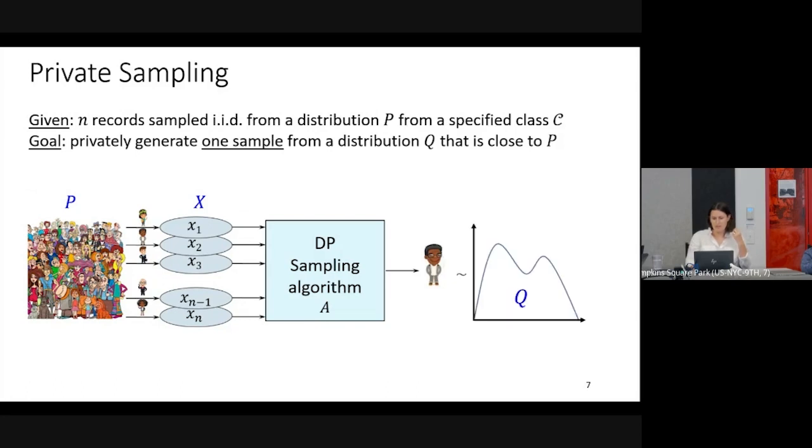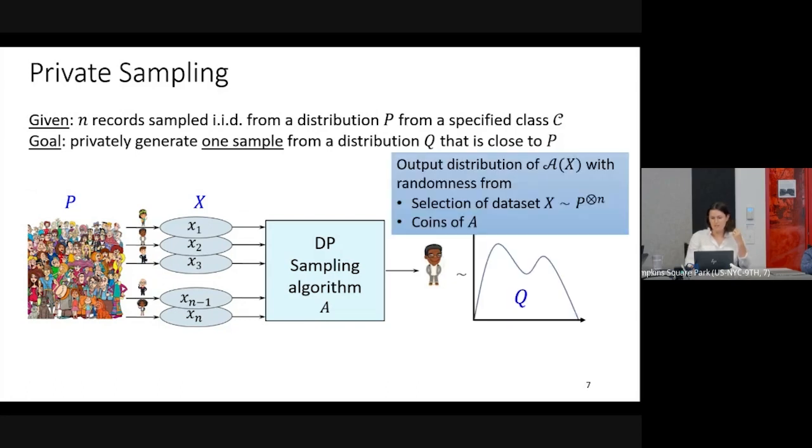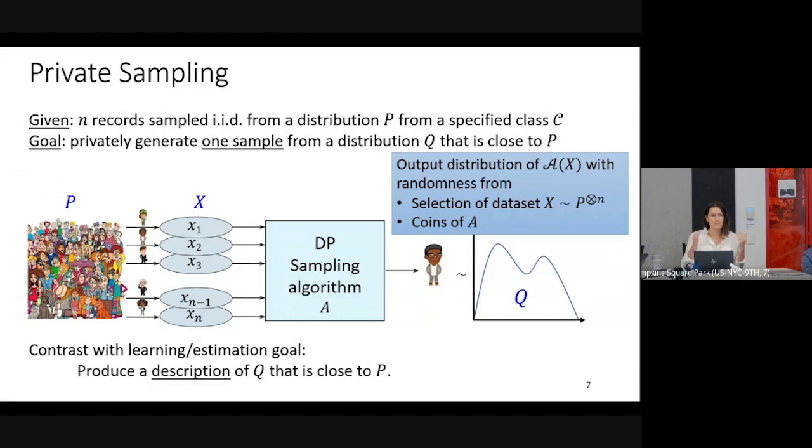Okay. And I should say that the output distribution of the algorithm gets randomness both from the selection of the data set and the coins of the algorithm. And so we want to do all of this using differential privacy. And we'll imagine that each input record corresponds to one person's data. So in contrast to typical learning goals where you have to produce a whole description of Q that's accurate, here we're just trying to generate a single sample.